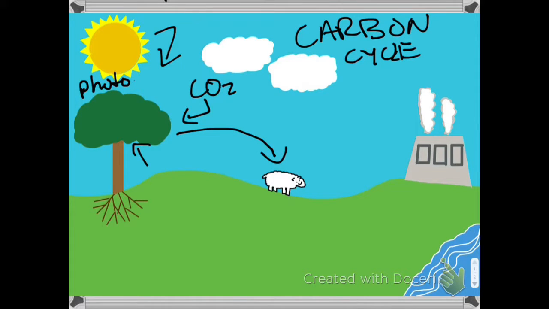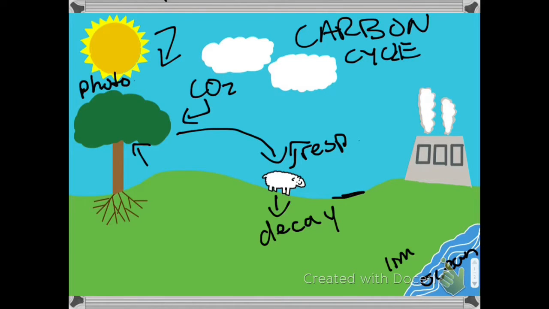Then from the sheep, there are two ways that the carbon can cycle through again. First is through respiration back into the atmosphere and also into the soil from the decay when the animals die. Then once the carbon's in the soil, it can return to bushes and plants back on the surface, which will go back to the cycle. Carbon can also be found here in the ocean through abiotic factors such as limestone or shells.